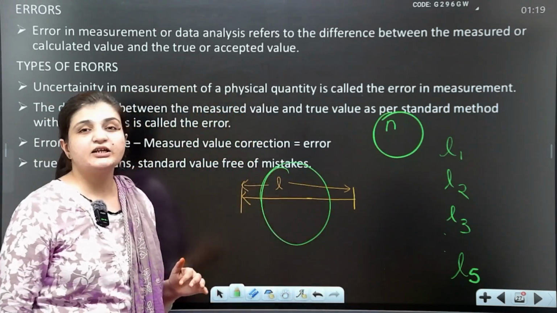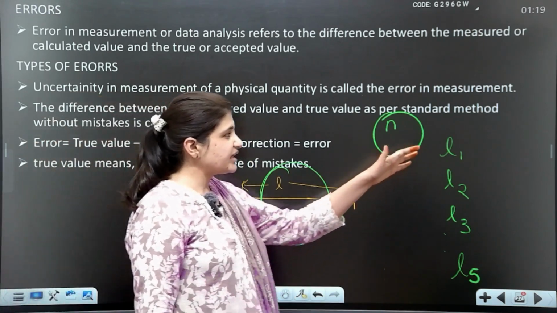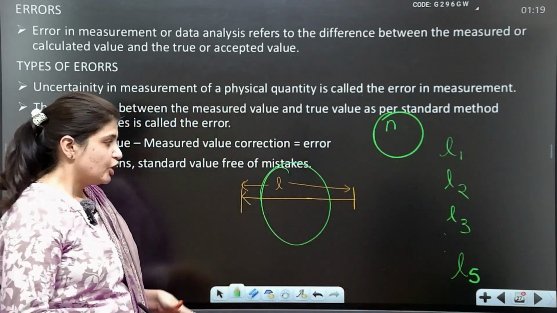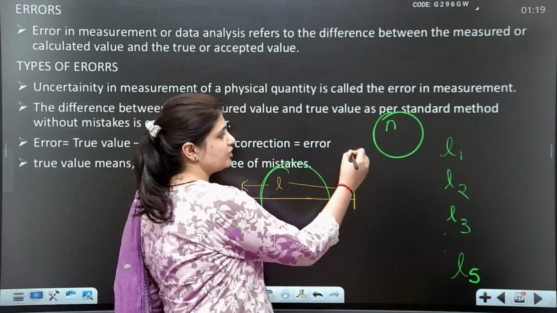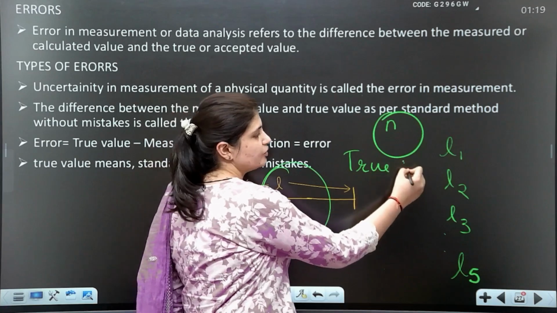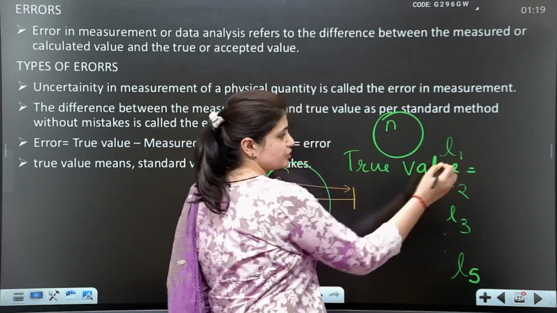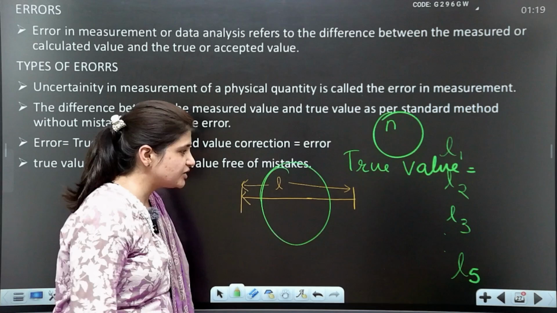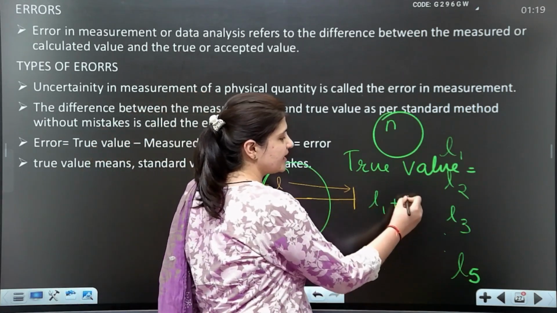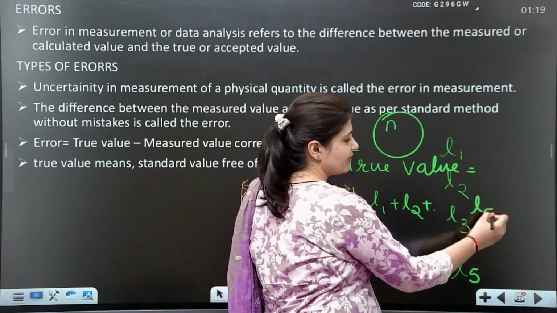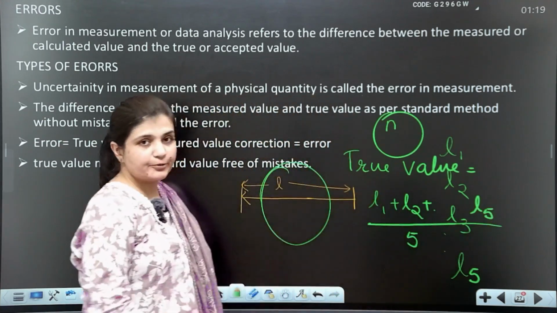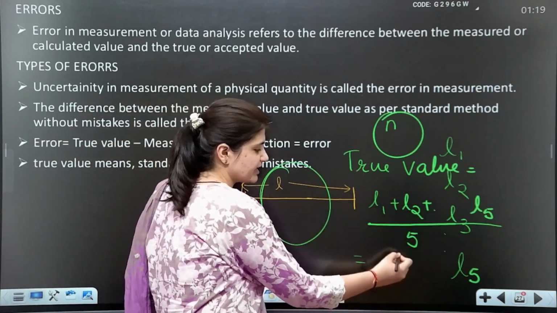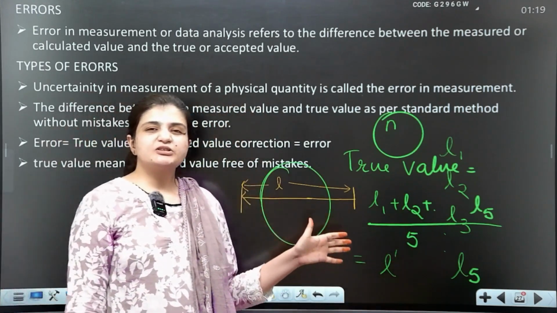Now these values are taken and we find the true value. So students, what is the true value? True value is the average of all these values. So the average is L1 plus L2 till L5 divided by 5. This is the true value. Let's consider this true value comes out to be equal to L dash.